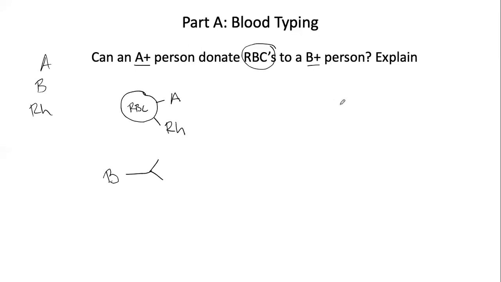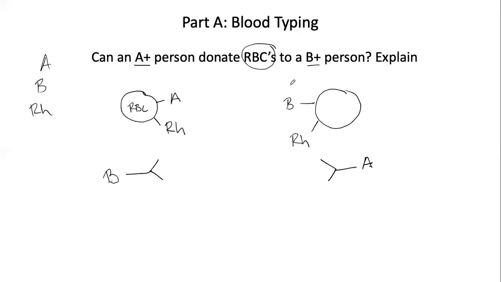What does a B positive person look like? Here's my red blood cell, right? They have B antigens. What does that positive mean? Good, they have Rh antigens as well. What antibodies do they have in the blood? And it doesn't matter what direction you draw these, you can draw them in whatever direction. Okay, so they don't have A on the surface, so they're gonna make A antibodies.